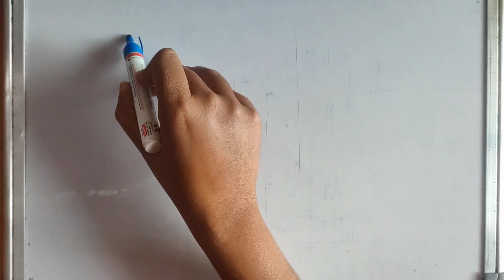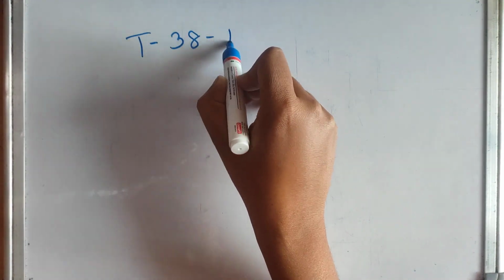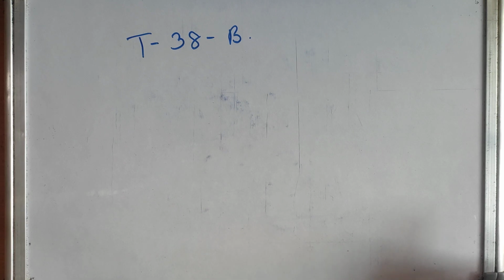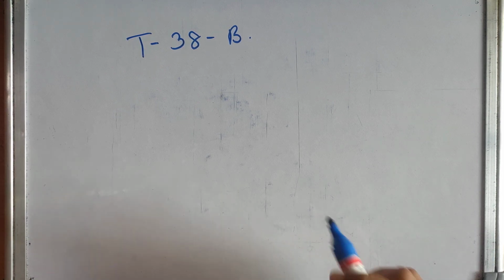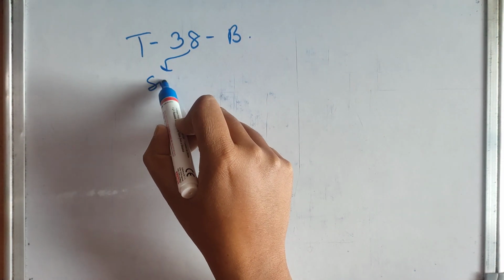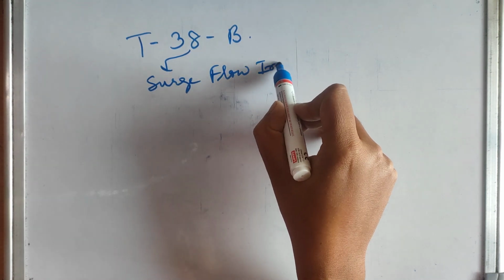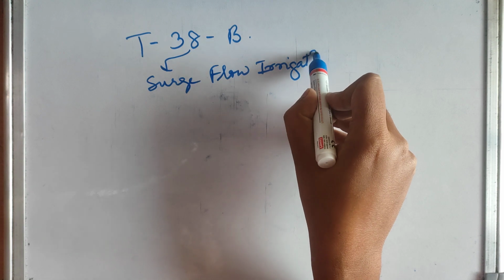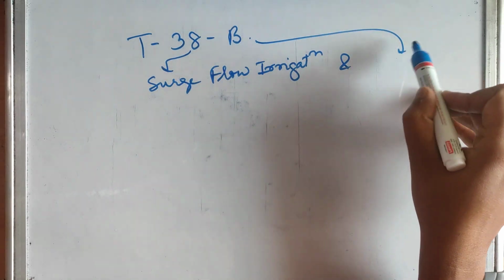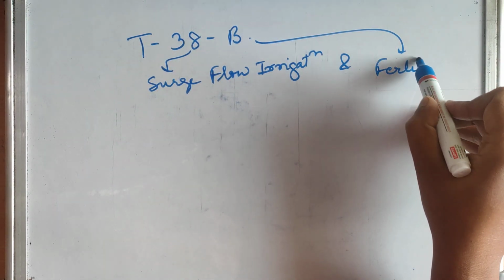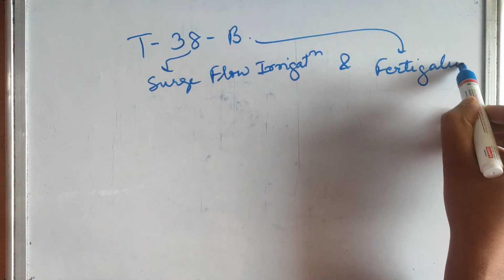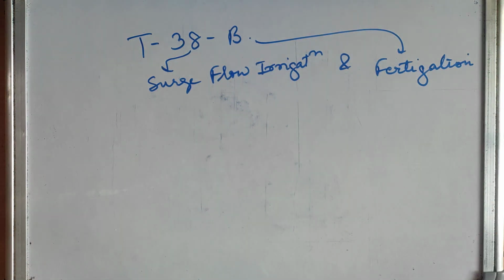So, today we are going to do topic 38b. In topic 38a, we did criteria for scheduling irrigation. Here we also are going to do criteria for scheduling irrigation, but the topics here are surge flow irrigation, and the second topic is fertigation. So we are going to do these two.